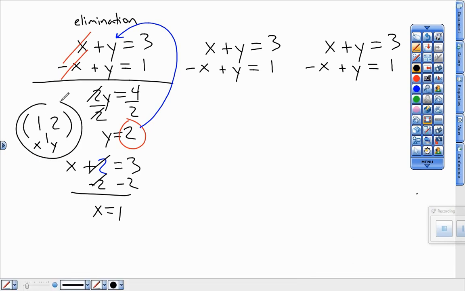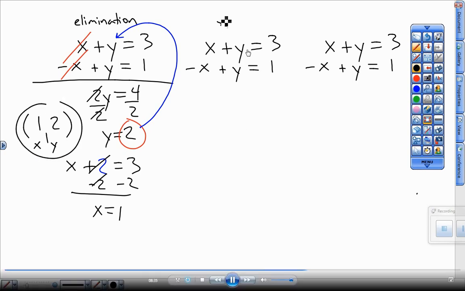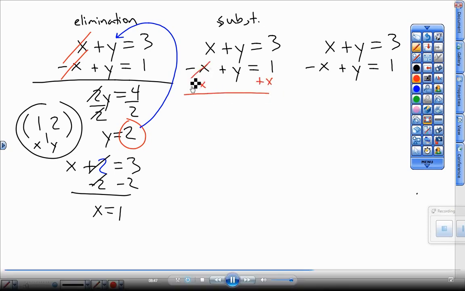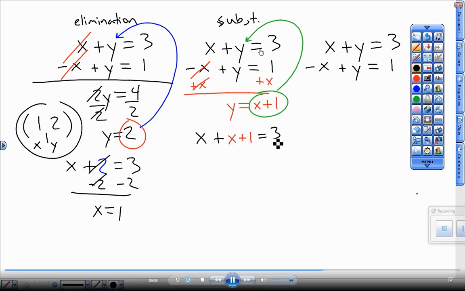Alright, same set, but using substitution method. So the substitution method, solve the easiest one. I'm solving this bottom one for y because in one step adding x, I got y by itself. And I don't have to worry about anything negative here. I'm taking that and plugging that not into the same y from the original, but into the other equation's y. So that gives me x plus, where that y used to be, I put x plus 1 equal to 3.